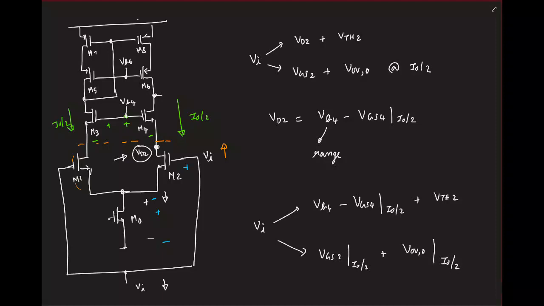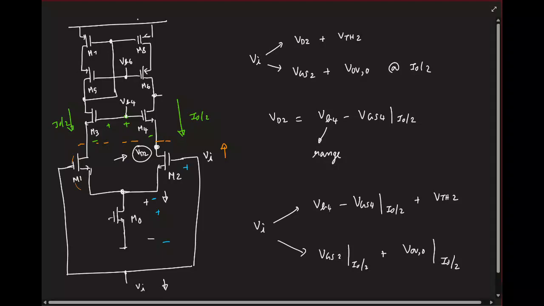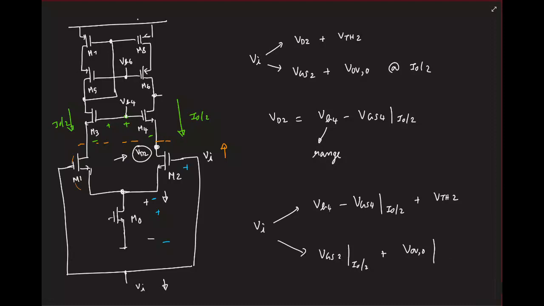Fine. So this is the range of the input common mode you can have. Yes, correct. So M0 carries a current of I naught, right? So this has to be V overdrive at a current I naught. So you'll have to be careful here. So this is at I naught by 2, where this is at I naught.